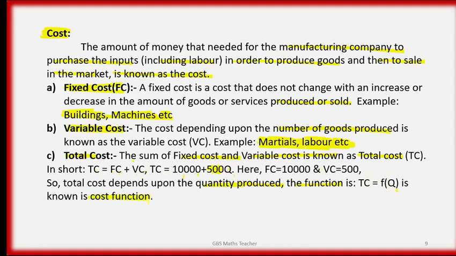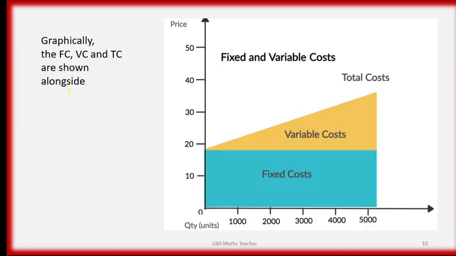Now, if we observe it graphically, the variable cost, total cost, and fixed cost. Here this is fixed cost, and this is variable cost. If you produce little, the cost may be less, but if you produce more, then the variable cost will increase. But the fixed cost always remains the same. This is the relation, and this whole shaded part shows the total cost. Fixed cost plus variable cost equals total cost.